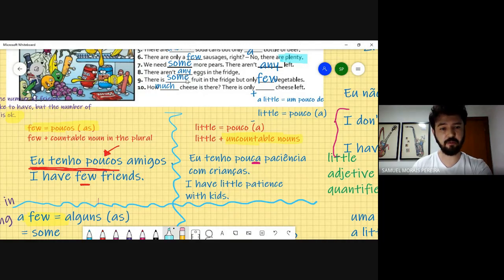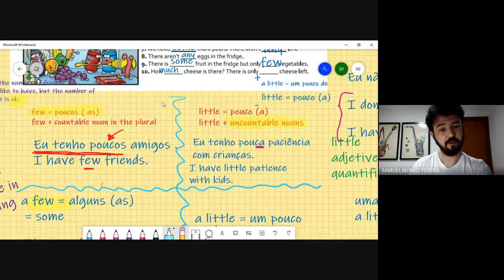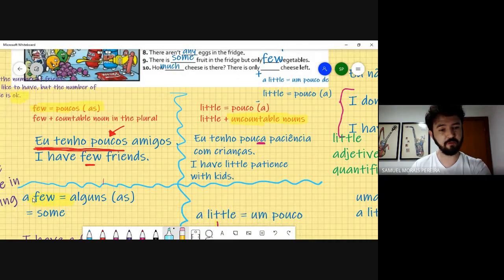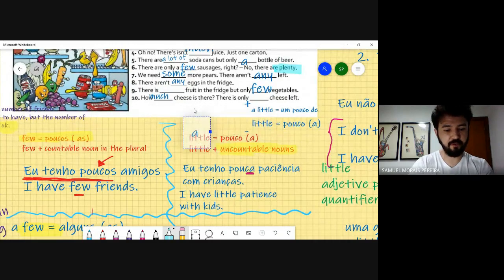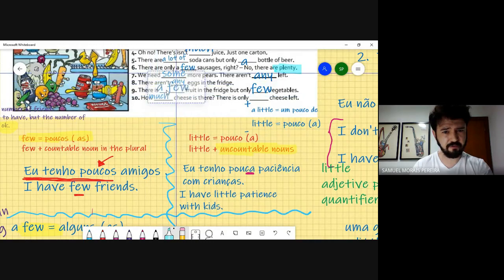Mas aqui, professor, eu posso usar o a few desse lado aqui? Pode, porque lembra que eu falei? O some e o a few são próximos no sentido? Então eu poderia falar assim, ou a Alessandra poderia ter falado assim, ó. There is a few fruit. Agora presta atenção, será mesmo que eu posso fazer isso? Vamos supor que você tenha raciocinado assim, ó. There is a few fruit. Aí você cai num outro problema.